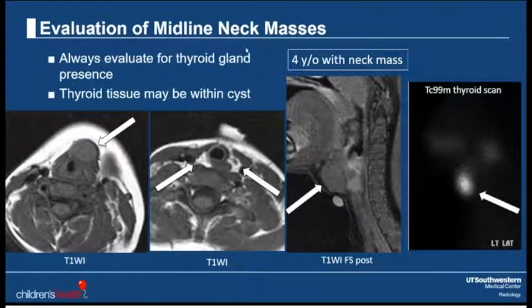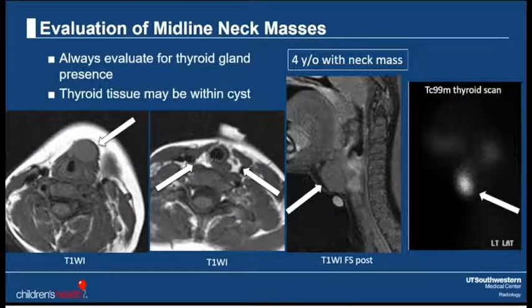In evaluation of midline neck masses, we always want to evaluate for the thyroid gland. Thyroid tissue may be within the cyst or just ectopic. So here's a child with a mass within the strap musculature. It's slightly bright to muscle on the T1 weighted images.